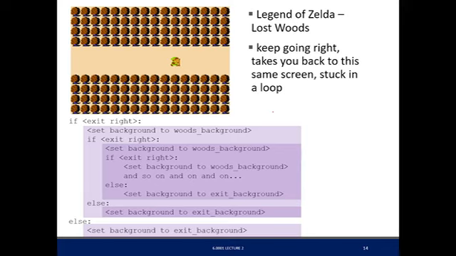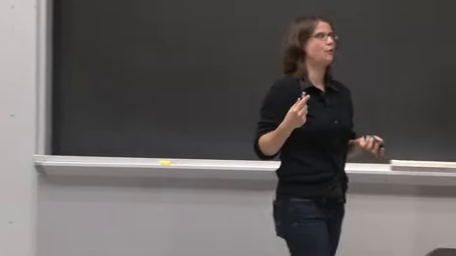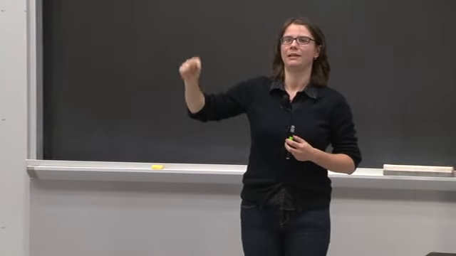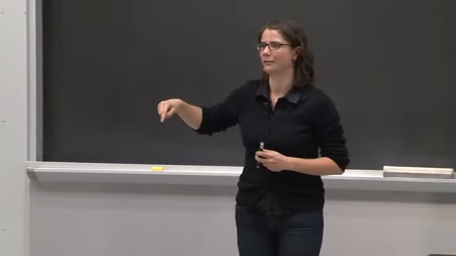If they exit right, set the background to the woods background. Otherwise, set the background to the exit background. And so on. So you notice that there's sort of no end to this, right? Do you know how many times the user might keep going right? They might be really persistent, right? And they'll be like, maybe if I go 1,000 times, I'll get out of the woods.